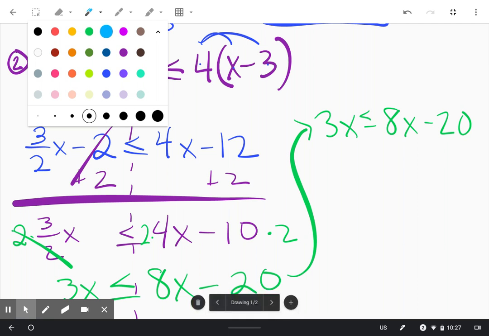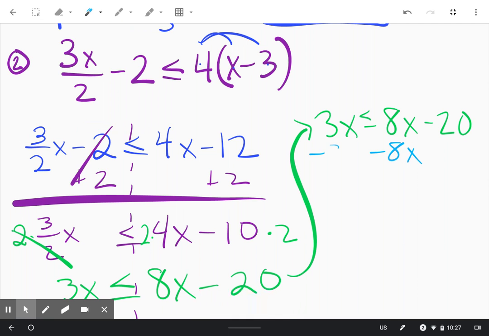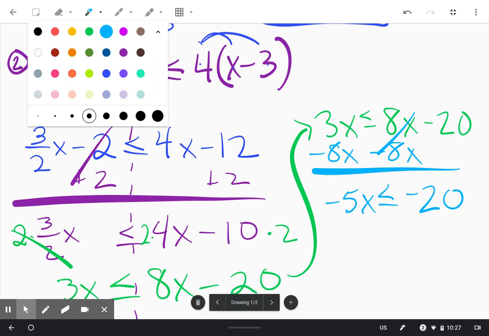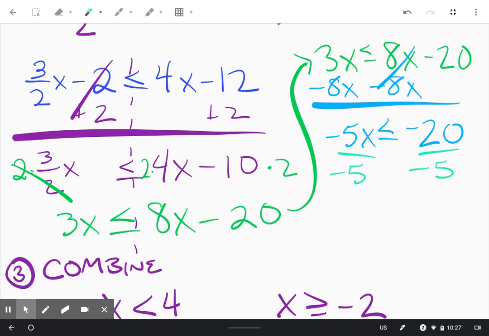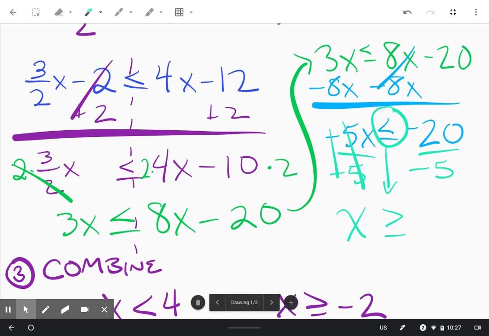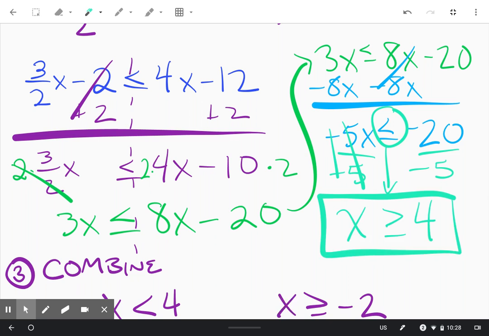Now I'm ready to move my 8. I can subtract 8x from both sides, canceling that out, leaving me with negative 5x is less than or equal to negative 20. Now I'm going to divide to get rid of that negative 5 on my x and get x by itself. When I divide by a negative, I remembered I need to switch the sign. So that becomes greater than or equal to, the 5's cancel out, x is greater than or equal to negative 20 divided by negative 5, which is 4. So x is greater than or equal to 4.